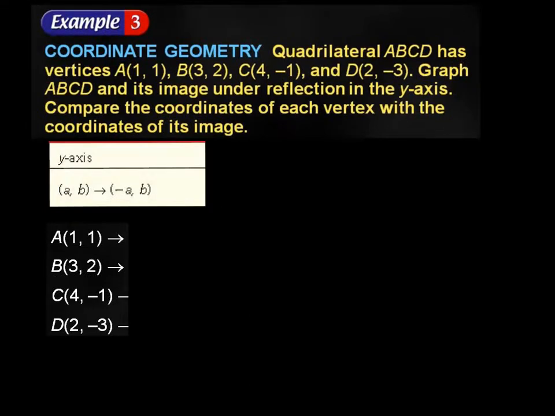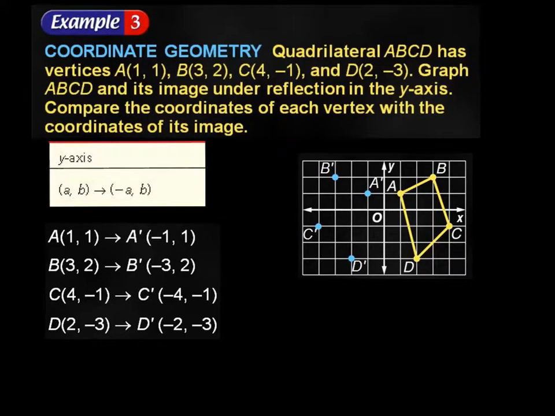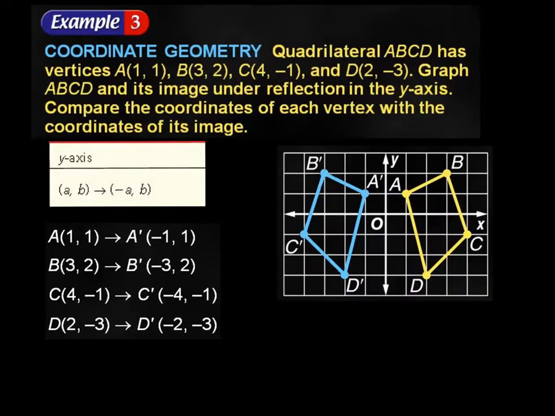For example 3, they want us to reflect over the y-axis. So to reflect over the y-axis, we're going to do the opposite of x. So 1 becomes -1, 3 becomes -3, 4 becomes -4, and 2 becomes -2. They ask us to graph the image and pre-image. The pre-image is already there in yellow, and we're starting to plot points for the image. That's a nice one to see reflected over the y-axis. It's not so bad because the original pre-image did not overlap the y-axis, so the two do not overlap.